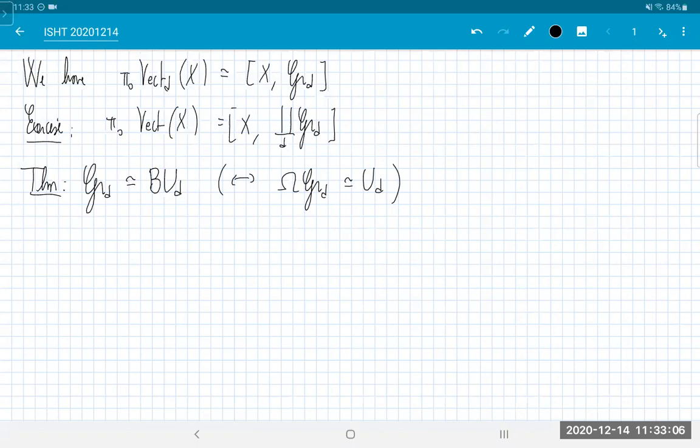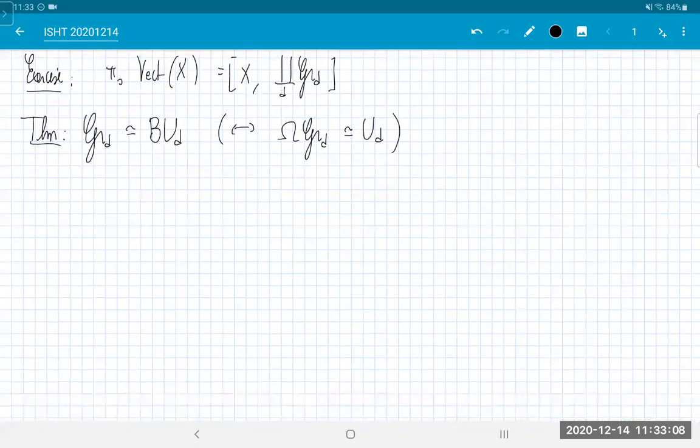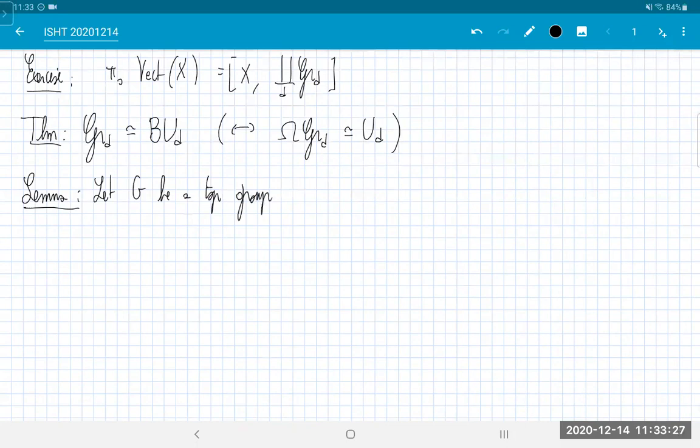The important part is this. To do that, I'm going to use a lemma that is very useful, and in fact it proves a more general version of this result. So let G be a topological group, and I think I'm going to prove only this lemma, and then I'll show the application of this lemma. Let P from E to B be a fibration with E contractible.